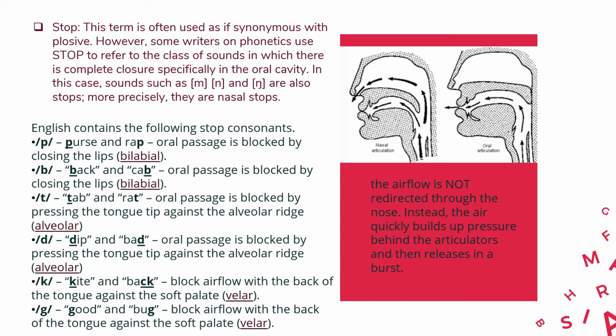English contains the following stop consonants: p, b, t, d, k, and g. P, for example, burst and rap. The oral passage is blocked by closing the lips. B, back, cap. The oral passage is blocked by closing the lips.